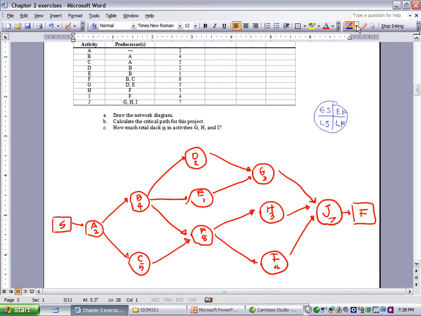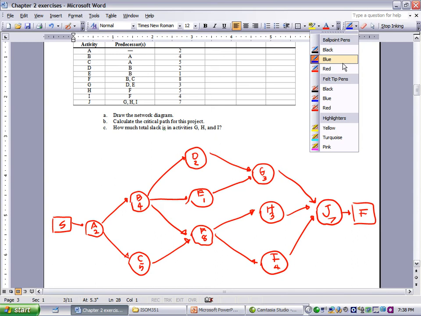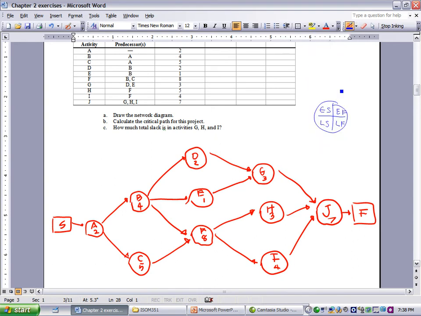I'm going to use a thicker blue to represent ES. So ES will start with 0, 2, like that, 2, 6, 2, 7. Then 6, 8, 6, 7.